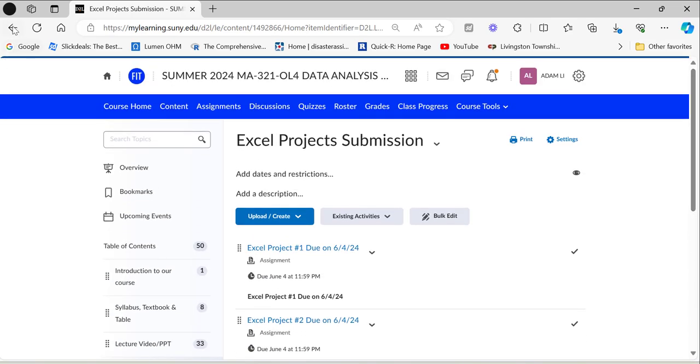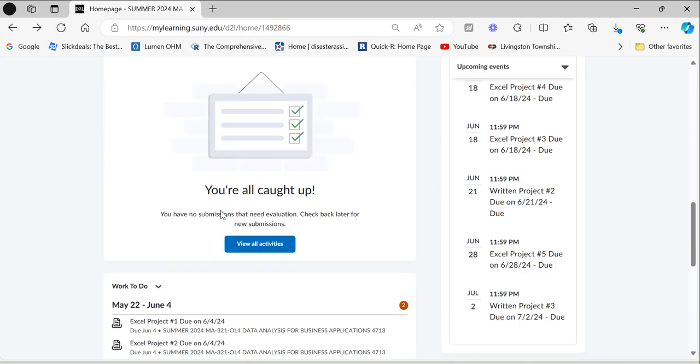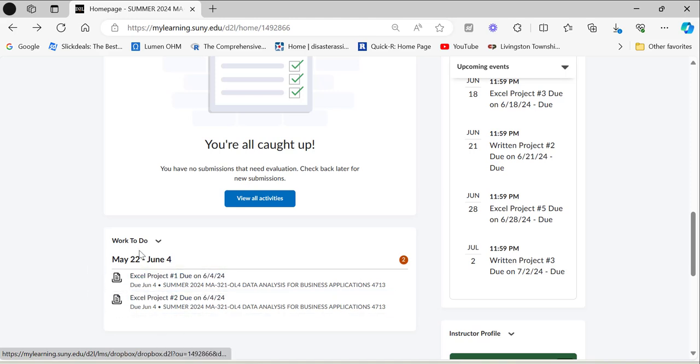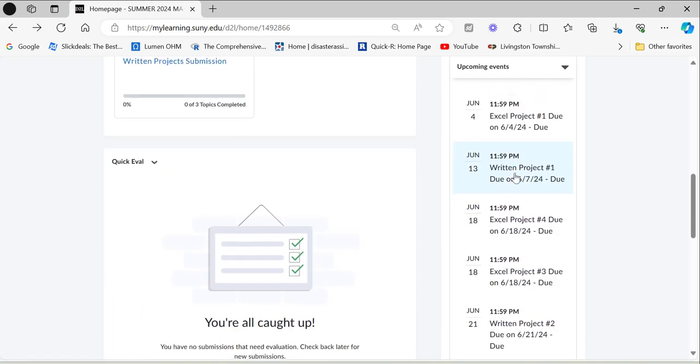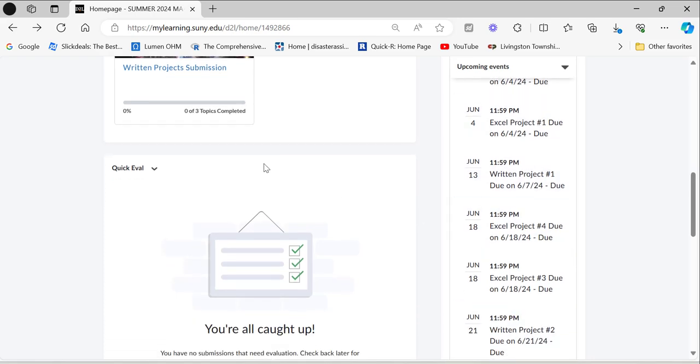And then the last item here will be the return project submissions. And again, the due date is also here, right? You see, you won't miss it. It's always saying that this item is due on June 4th, except for number 1. Also, on the side, there's upcoming events. Pay close attention to this.